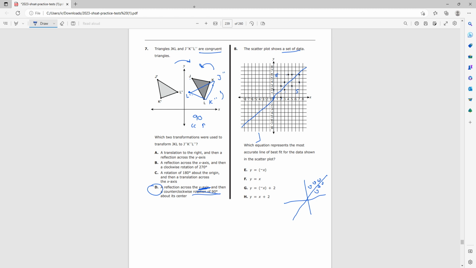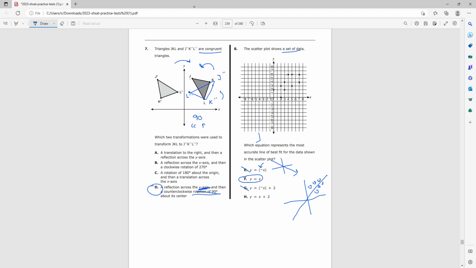So with a positive slope, we can automatically eliminate choice E and choice G, because the negative x means that it is a negative slope and it goes like this, which is the opposite direction. Which leaves us with y equals x and y equals x plus 2. If you look at our graph right here, our graph passes through the origin, which means that our y-intercept is 0. So our answer is probably going to have to be y is equal to x.